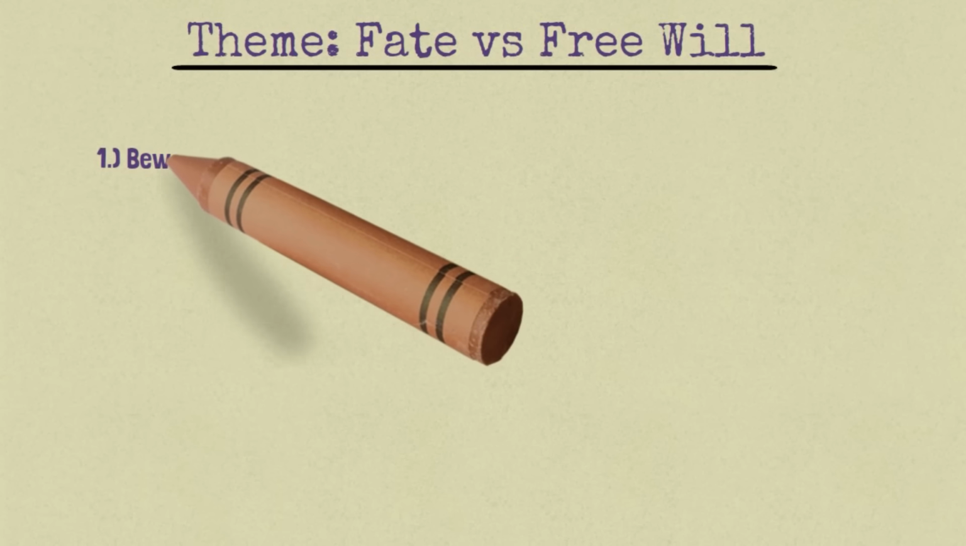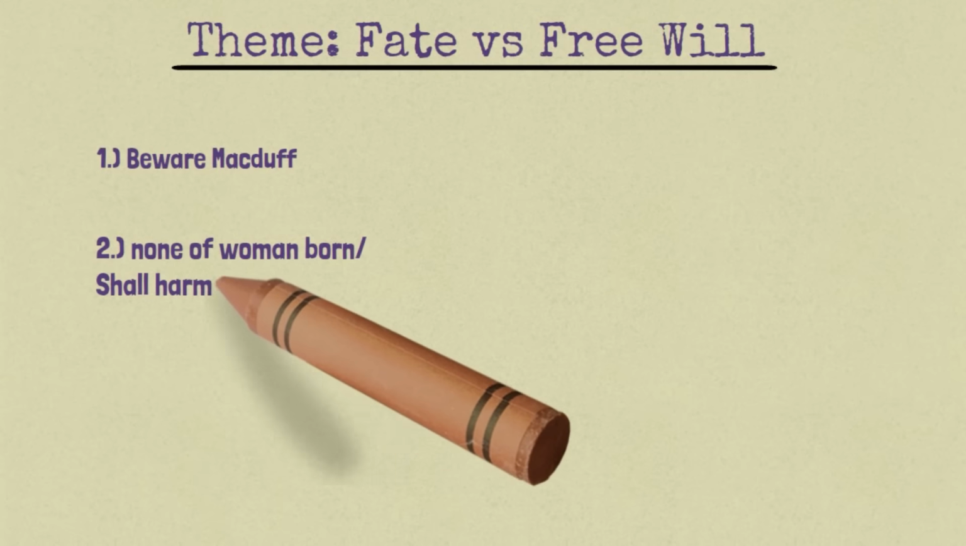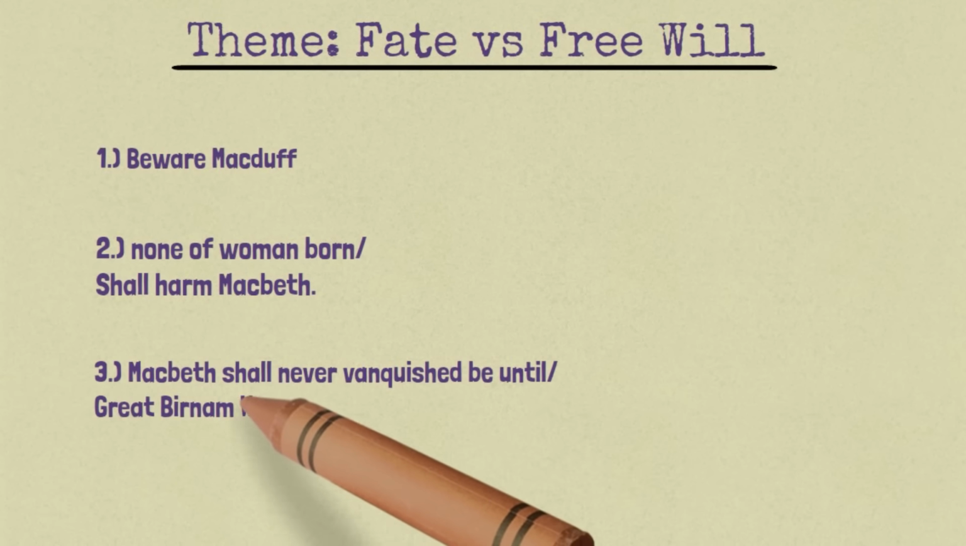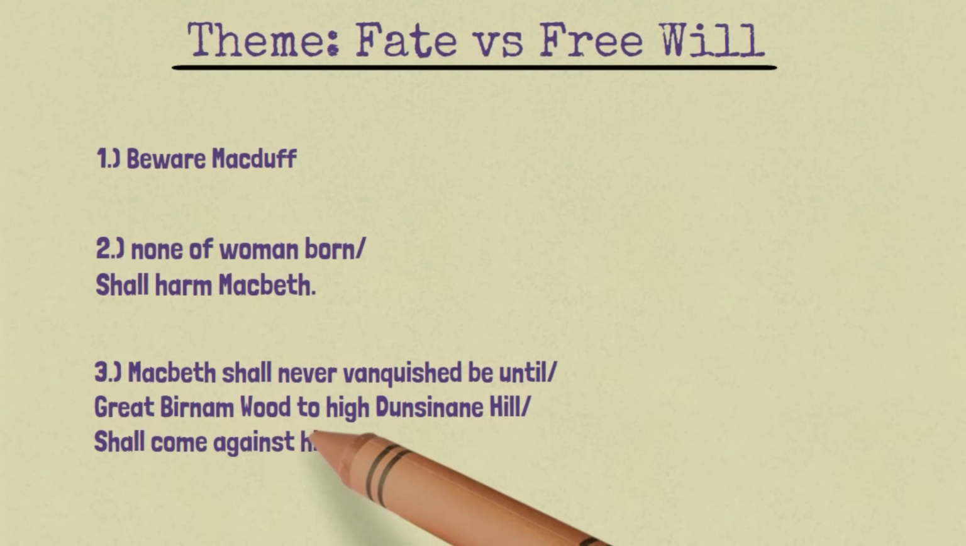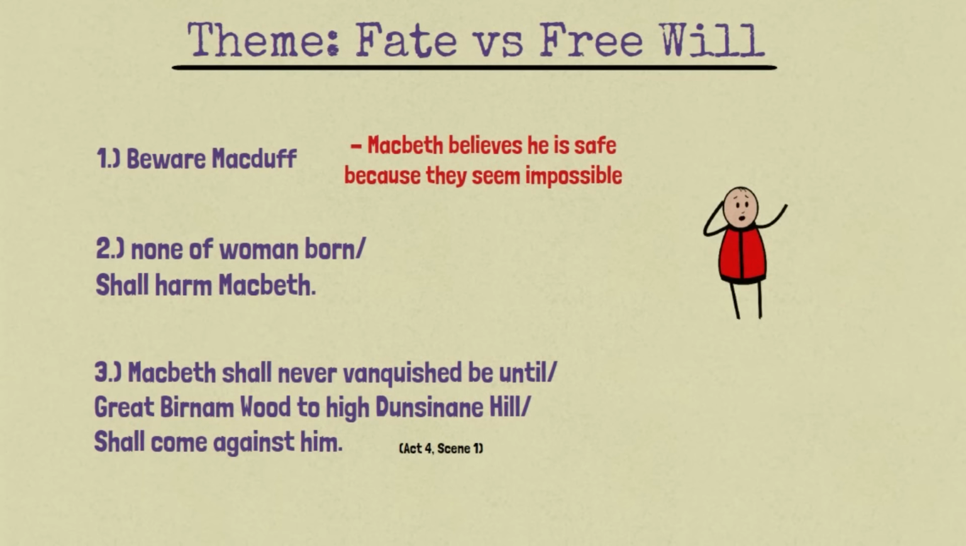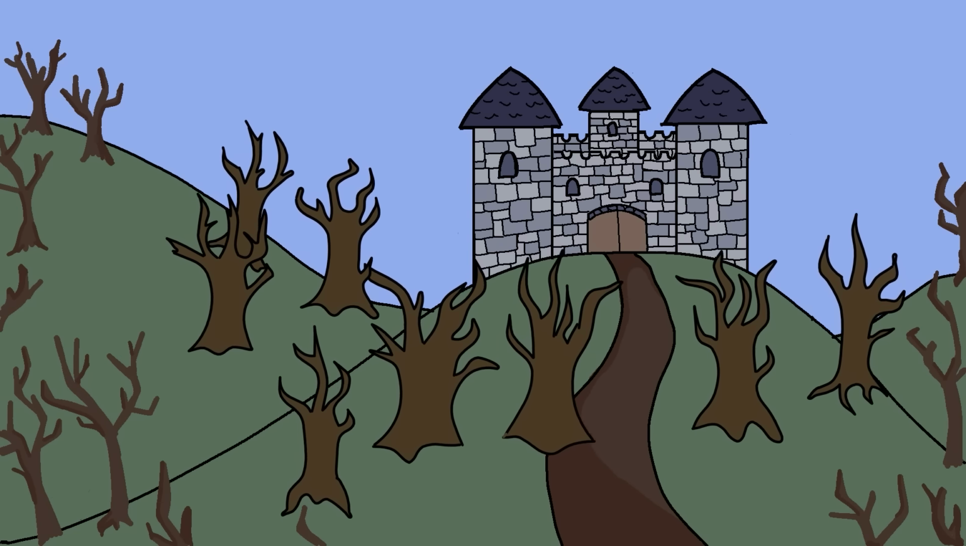Of course, the biggest argument for fate are the three apparitions shown to Macbeth by the witches. First, to beware Macduff. Second, that no man born of woman can kill him. And third, that he cannot be defeated until Birnam Wood marches against him. Macbeth settles with killing Macduff's family for the first prophecy, and interprets the other two to mean that he is totally safe since they seem impossible. So he is shocked when they do come true in very anticlimactic ways.